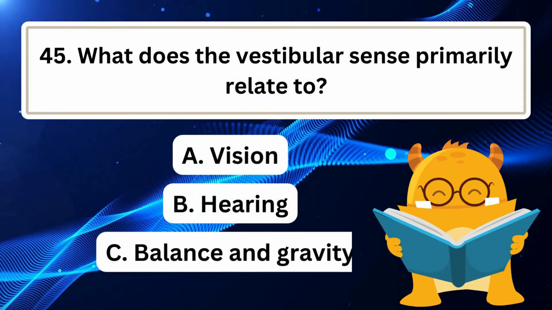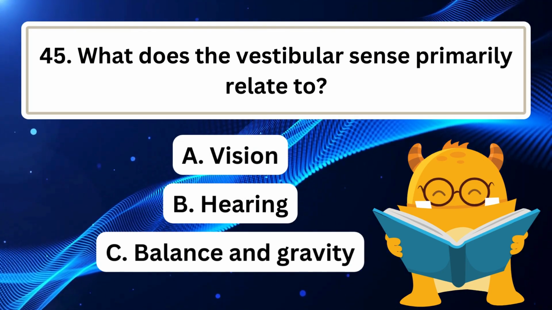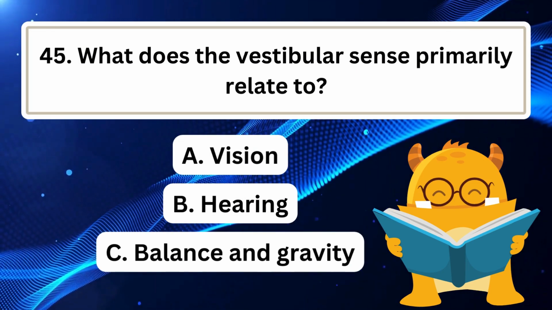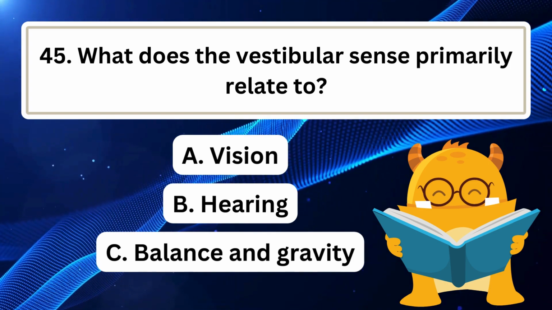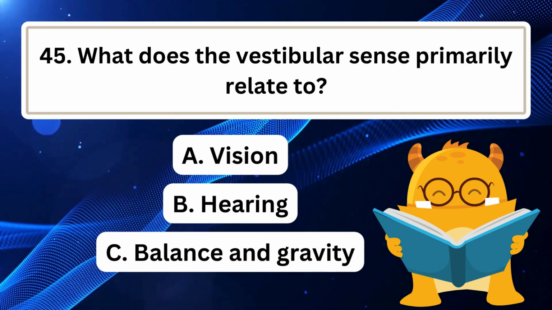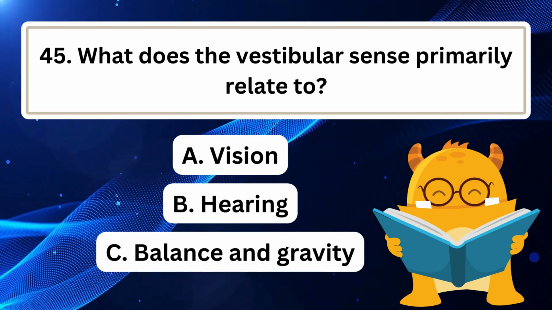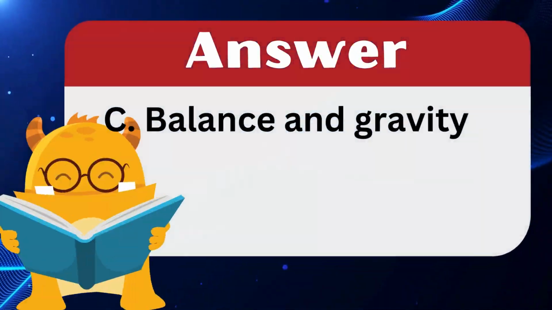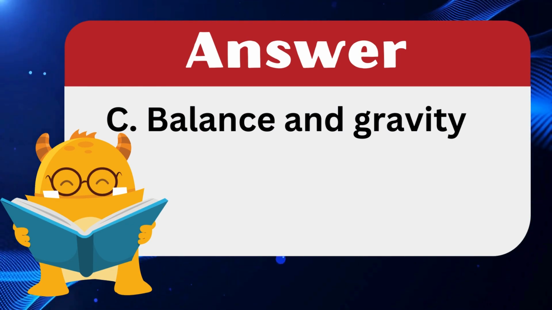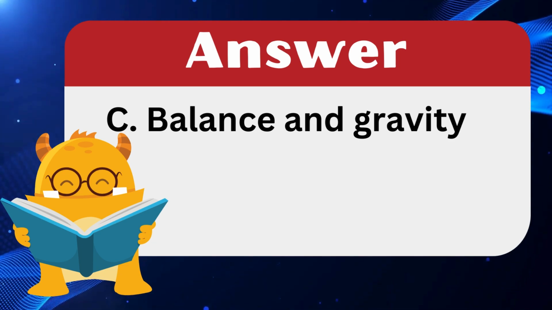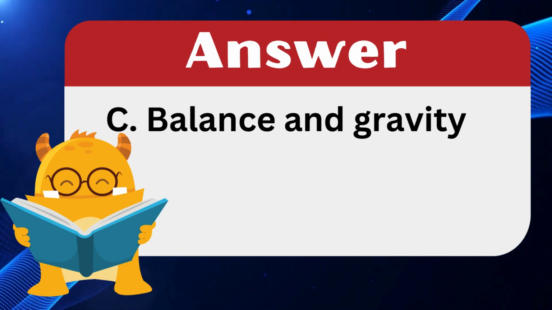45. What does the vestibular sense primarily relate to? A. Vision. B. Hearing. C. Balance and gravity. C. Balance and gravity. The vestibular sense is associated with maintaining balance and orientation relative to gravity.